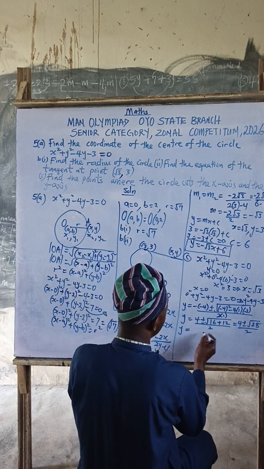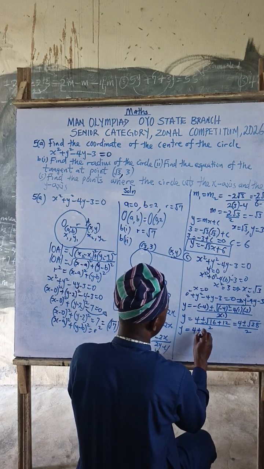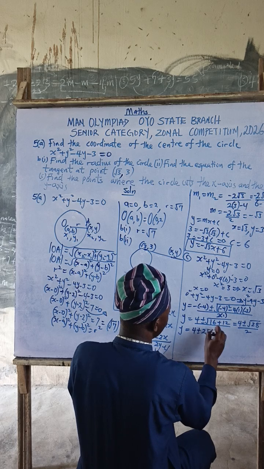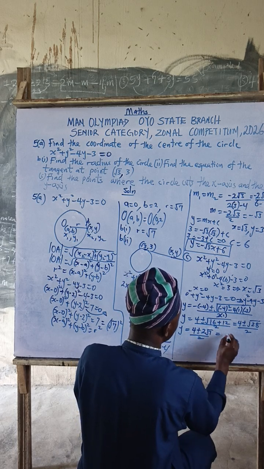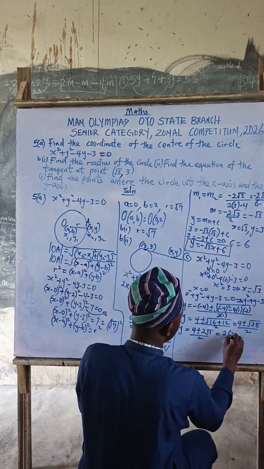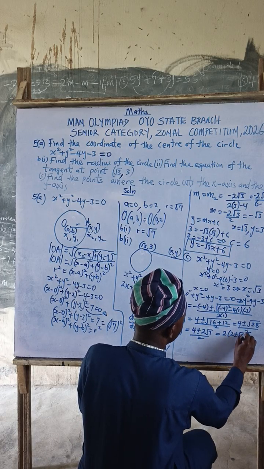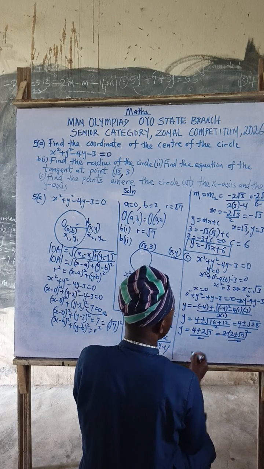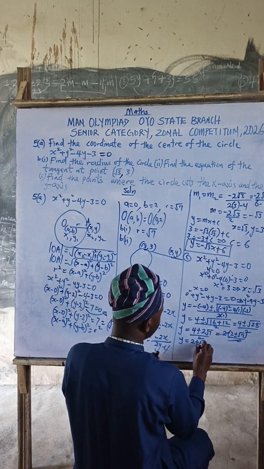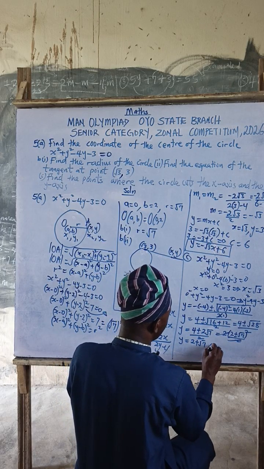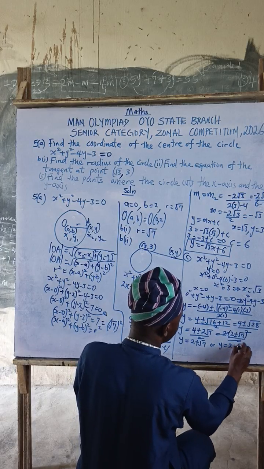The square root of 4 is 2. We have 4 plus or minus 2 root 7, and we have 2 root 7 here, divided by 2, which equals, when we factorize that, 2 times 2 plus or minus root 7, then divided by 2. We cancel this. So we have y to be 2 plus root 7, or y equals 2 minus root 7.